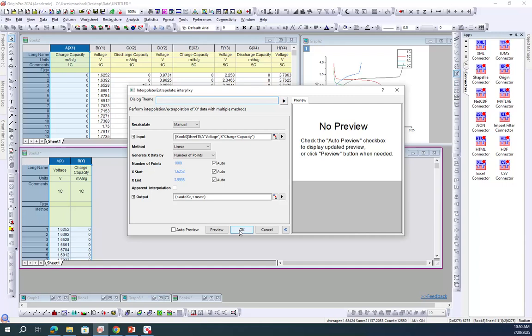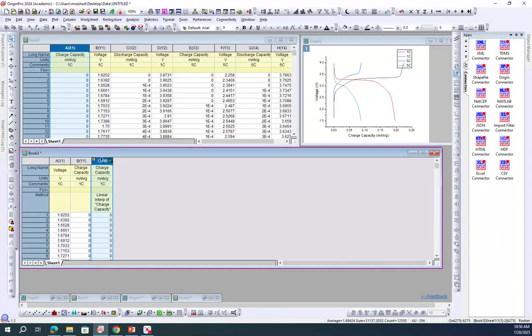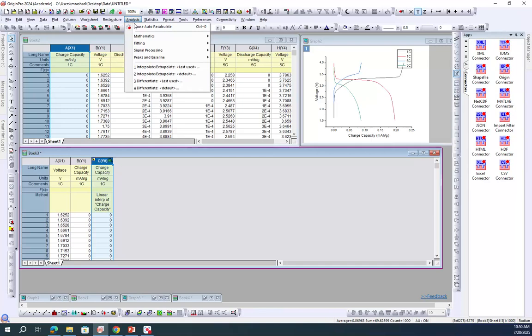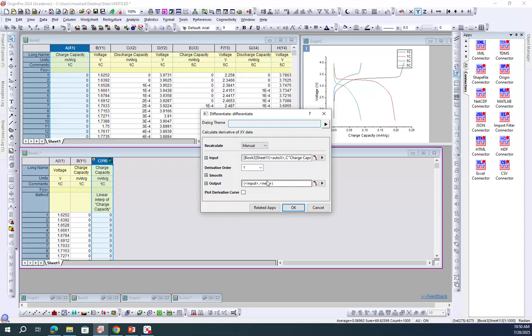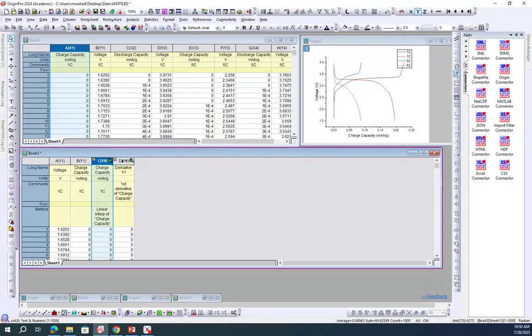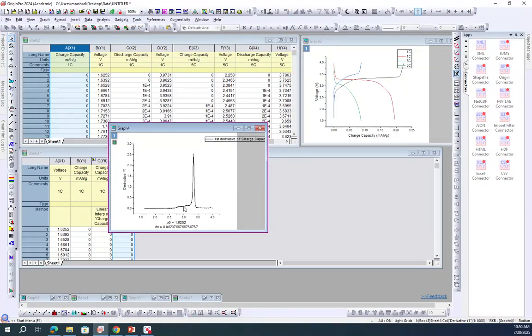Okay, just click OK. I am choosing auto the first time, and in the next step go to Analysis, Mathematics, and then Differentiate, then click OK. So let's draw this graph. You can see there is a lot of noise. Still it's good, not bad, but there is some noise. Let's change this.